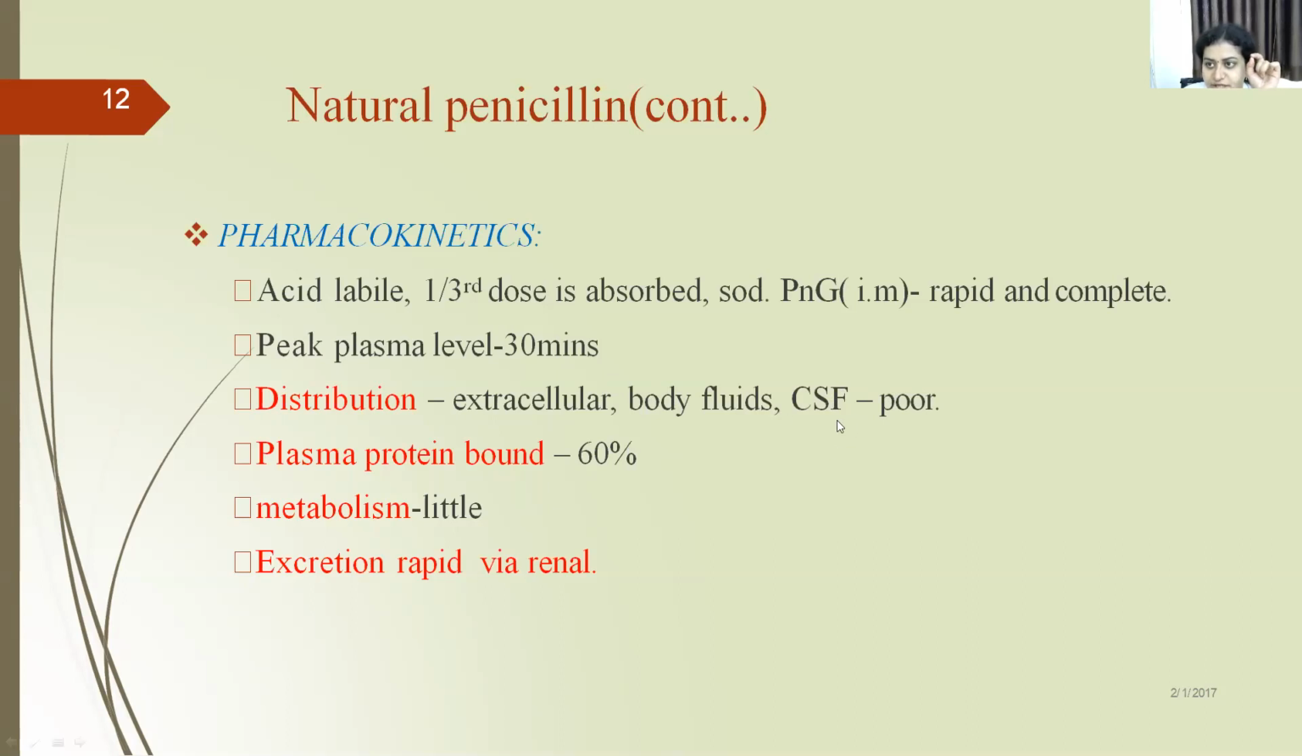But when you have inflammation of the meninges, suppose a patient has meningitis, then penicillin becomes permeable and can reach the brain because of the inflammation. Plasma protein binding is about 60%. Metabolism, it undergoes very little metabolism, and excretion is through the kidney.